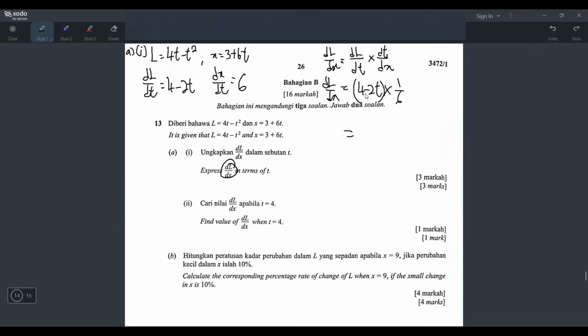But this one can factorize. 4 and 2, you can take out 2. So when you divide by 2, you get (2 minus t) over 6. And then cancel with 3. So the answer is (2 minus t) over 3. Okay, so that's the answer.